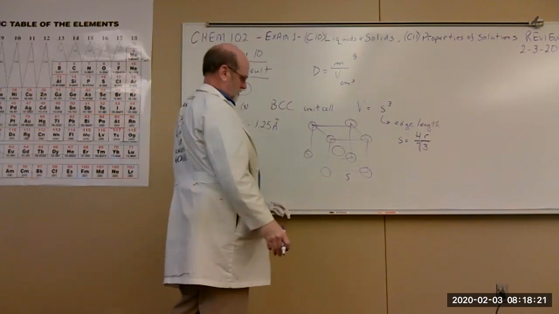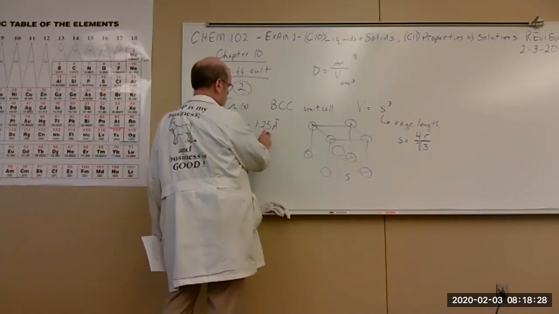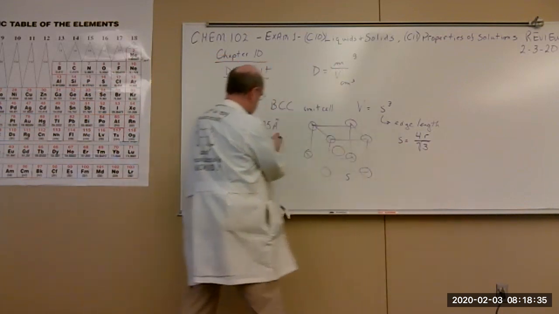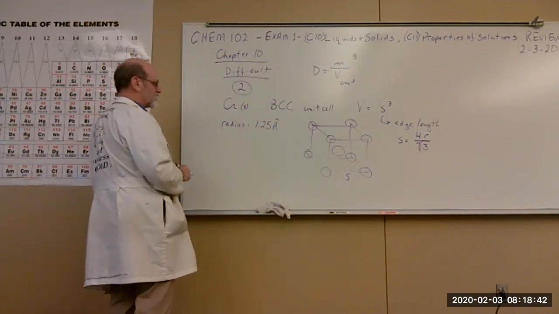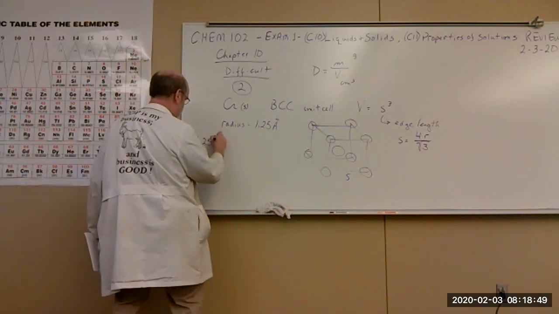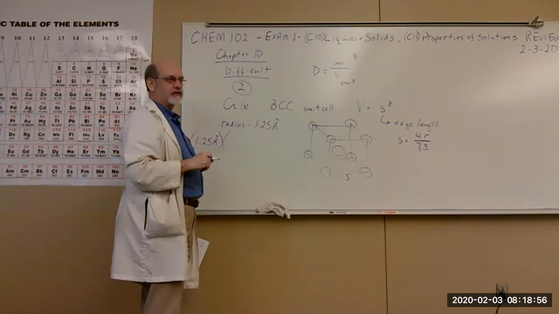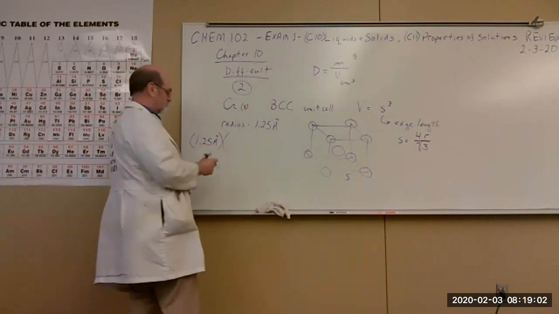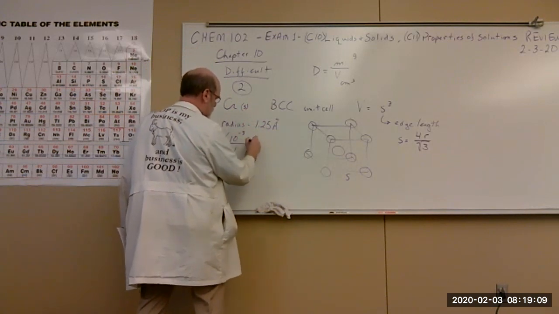Okay. It might make things easier if we convert this to centimeters, because the radius is going to give us this edge length. If we convert that to centimeters first, then when we put it in our formula, our answer will come out in centimeters. So what is an angstrom? One angstrom is 10 to the negative 8 centimeters. That's fine. It's 10 to the minus 10th meters, and if we convert from meters to centimeters, that makes it 10 to the minus 8. So one angstrom is 10 to the minus 8 centimeters.